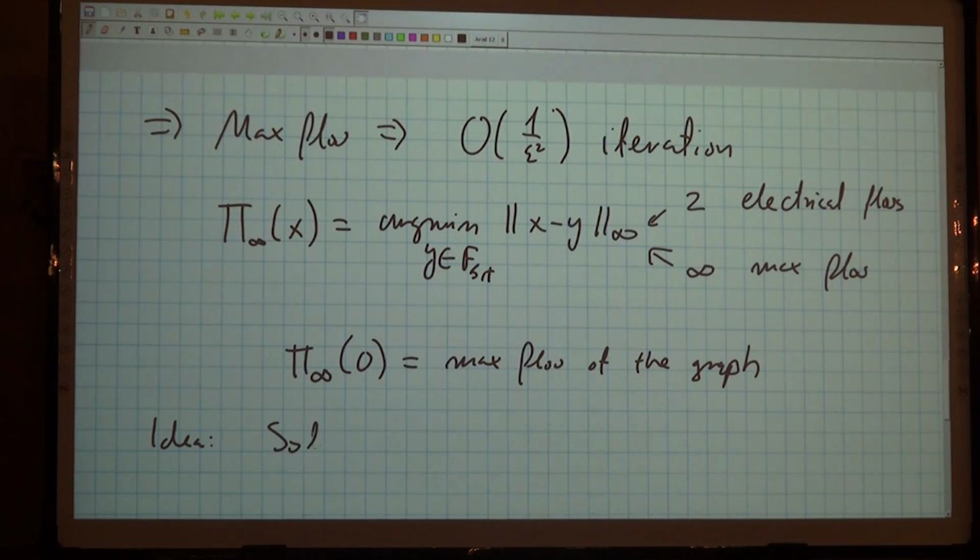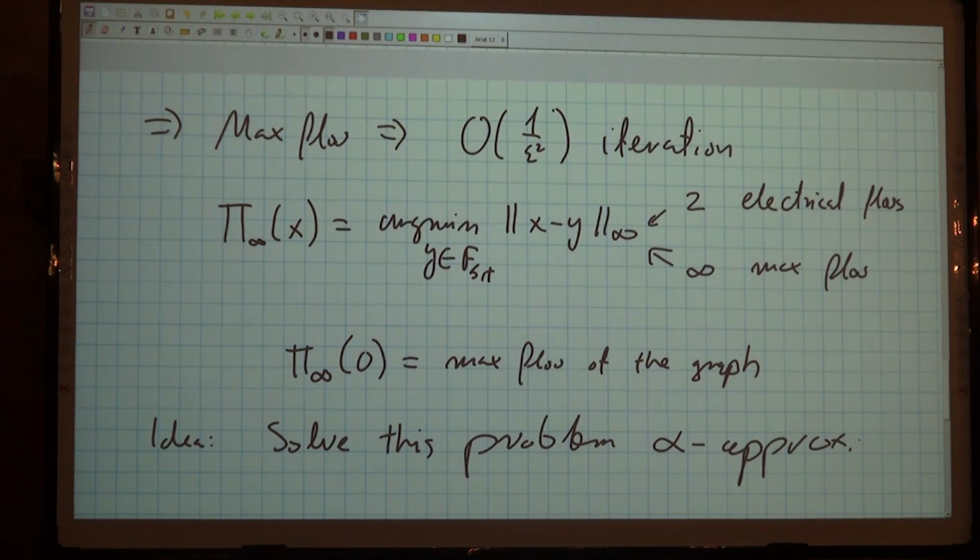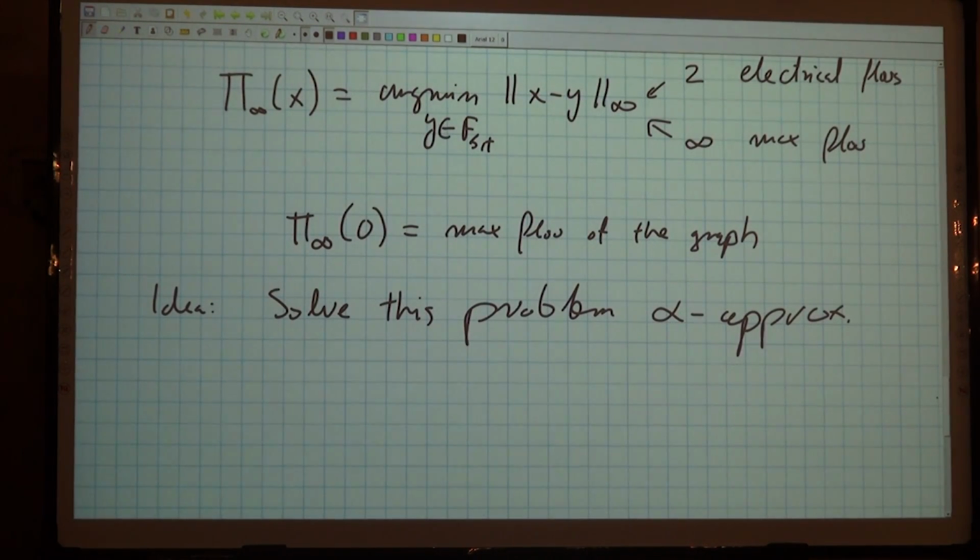How about I just solve this problem alpha approximately? I will not define it exactly, because you have to be slightly careful what approximation means here. But as a first approximation, you just think of finding not the argmin here, but essentially the flow that is within alpha times the minimum distance to the set. Again, there are some technical things, but in the end, you want to just solve alpha approximate max flow.